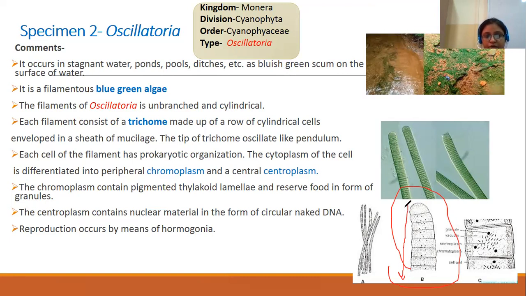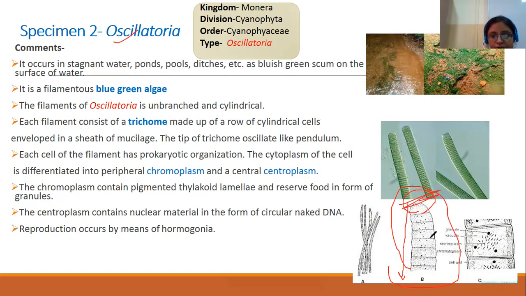All these trichomes are enveloped in a sheath of mucilage, so that since they are present in the water, they do not become desiccated. That's why a mucilage covering is present around them, and the tip of this trichome simply oscillates. It oscillates like a pendulum. That's why it is called Oscillatoria, because the tip of this trichome simply oscillates in the water. We commonly call it Oscillatoria.